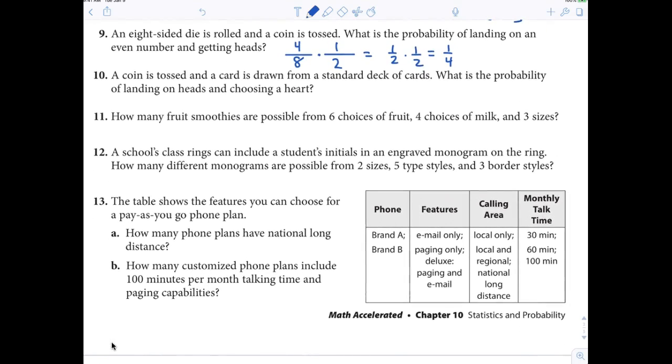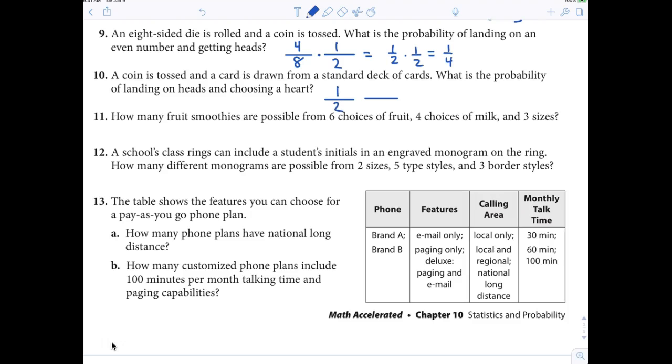A coin is tossed and a card is drawn from a standard deck of cards. Okay, so how many things are happening? 2. Carter, you still good on this? All right, so now tell me, what is the probability of landing on heads and choosing a heart card? So, what's the probability of getting a head? 1/2. Now, what's the probability of getting a heart?